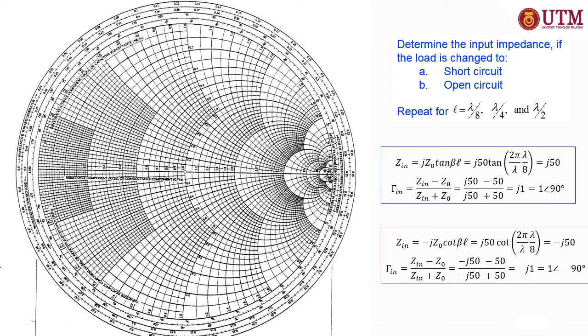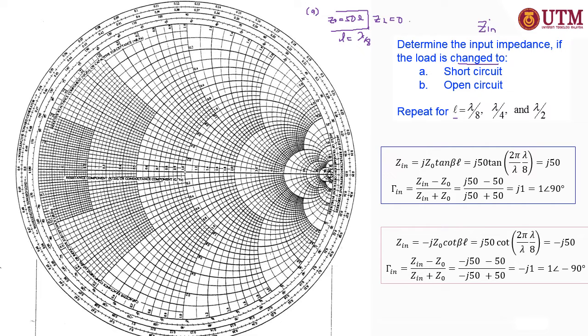Okay, next the question asks you to determine the input impedance, again the Z-in, if now the load is changed to short circuit and open circuit. Earlier the load is 100 ohms, so now you have two conditions. Condition A is short circuit, so your ZL equals 0. Okay, and the length, the default length, equals lambda over 8, and the characteristic impedance is the same. So determine the input impedance if you have the short circuit, so ZL equals 0.